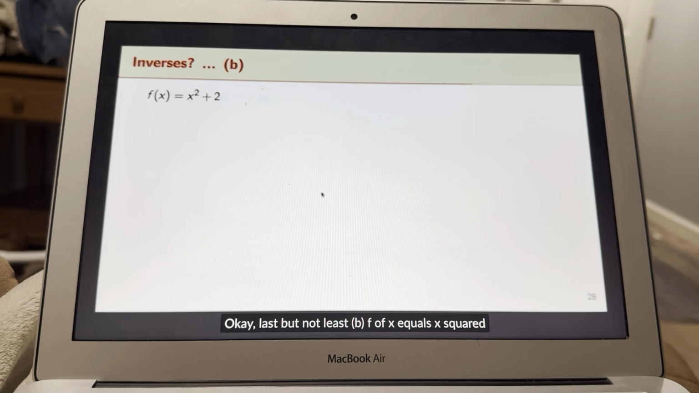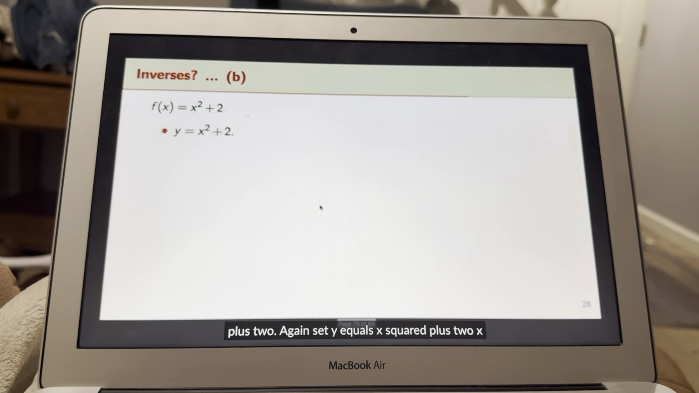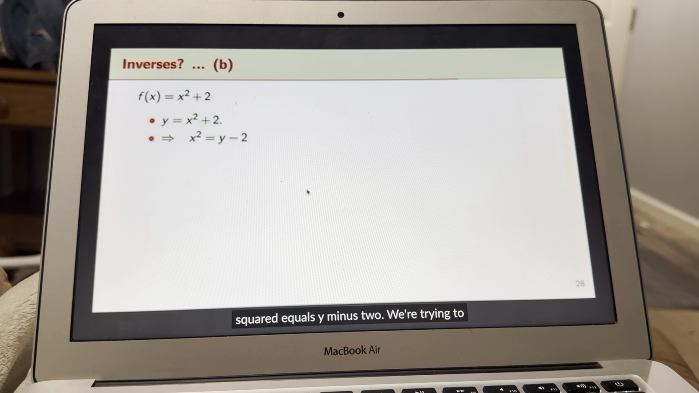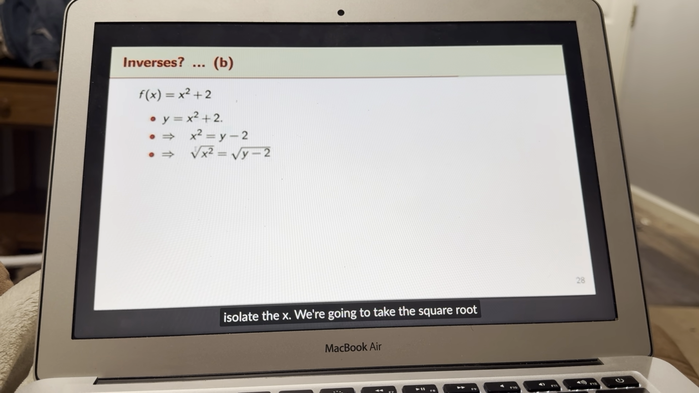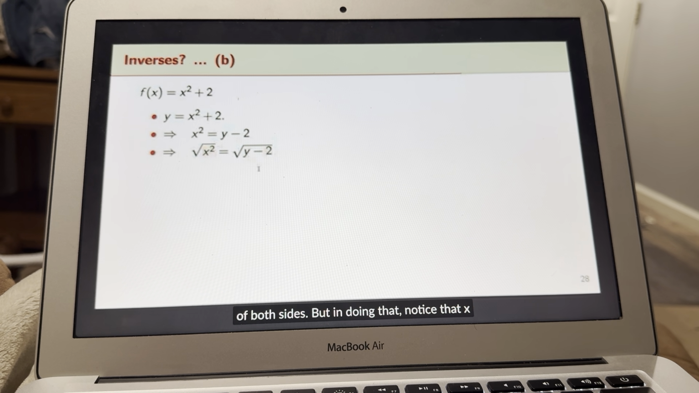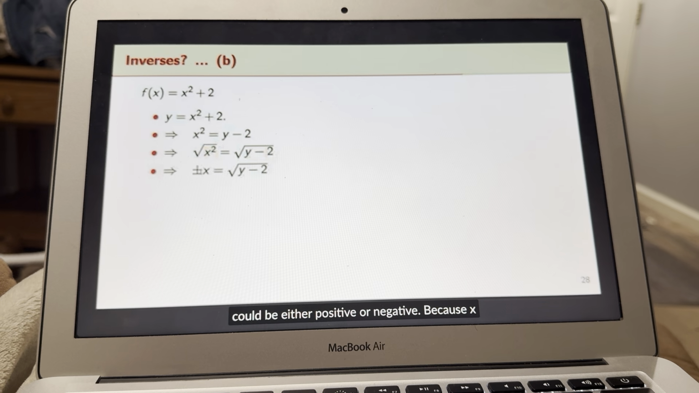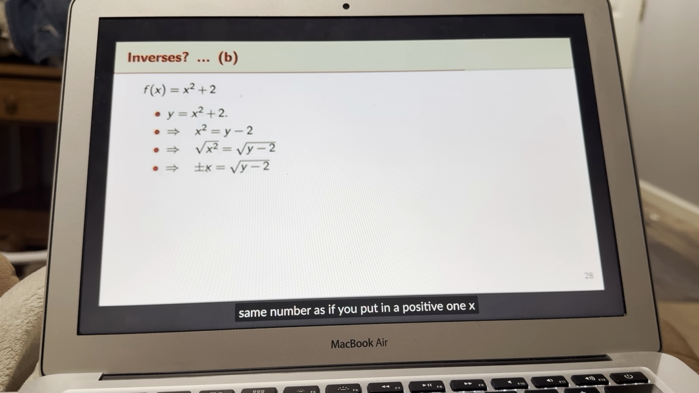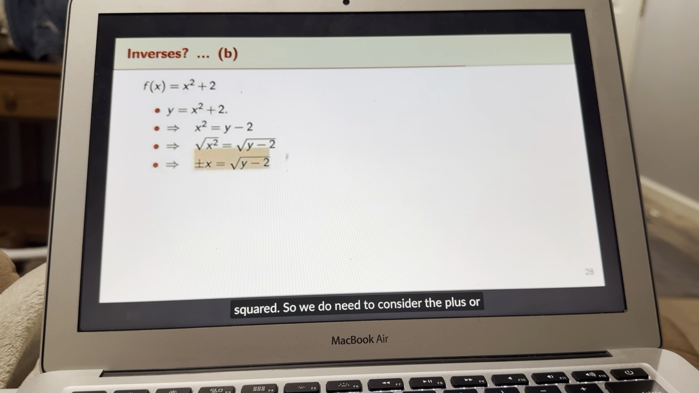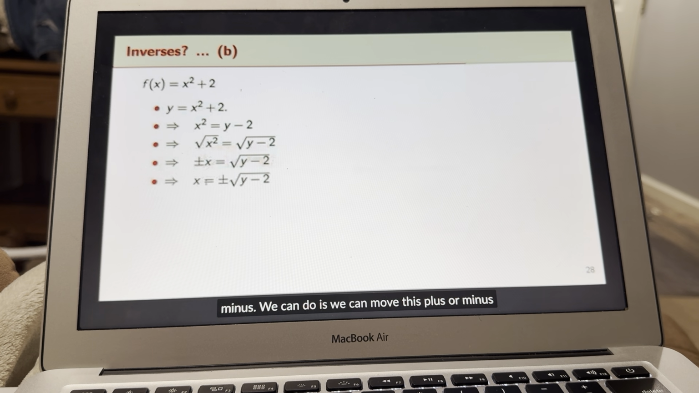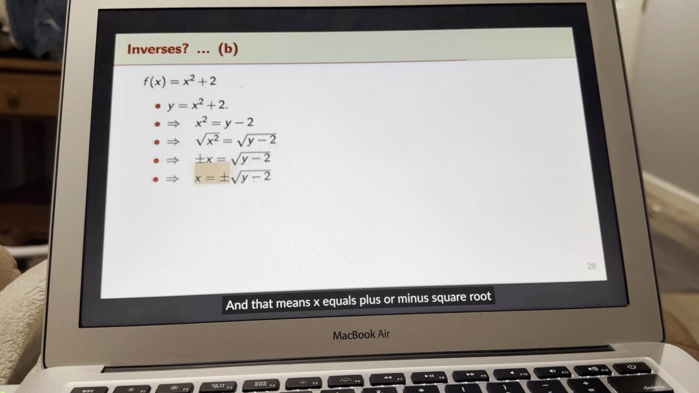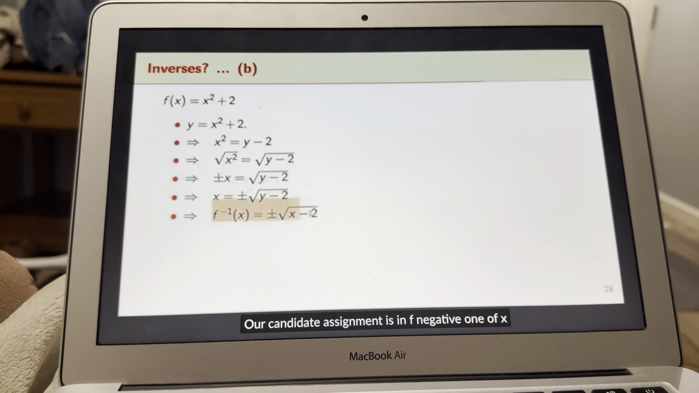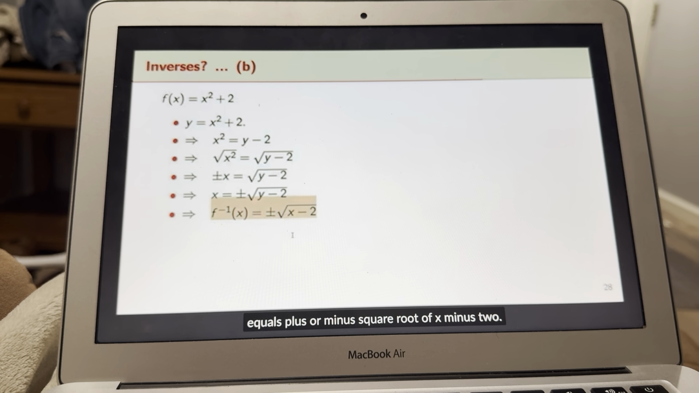Okay, last but not least, b, f of x equals x squared plus 2. Again, set y equals x squared plus 2. x squared equals y minus 2. We're trying to isolate the x. We're going to take the square root of both sides. But in doing that, notice that x could be either positive or negative, because with x squared, if you put in a negative 1, you get the same number as if you put in a positive 1. So we do need to consider the plus or minus. We can move this plus or minus over and divide both sides by it, and that means x equals plus or minus square root of y minus 2. Our candidate assignment is then f negative 1 of x equals plus or minus square root of x minus 2.